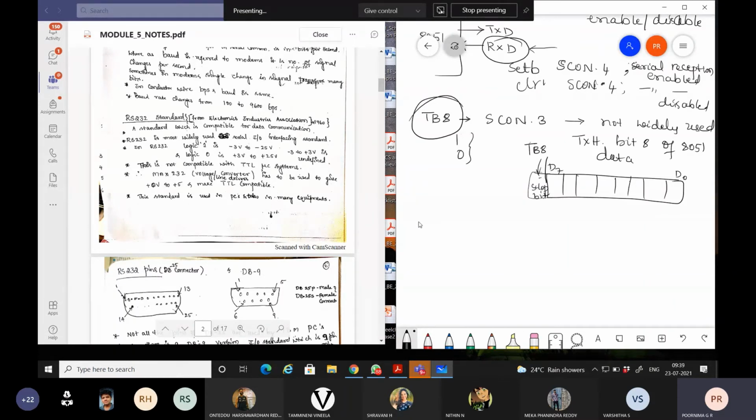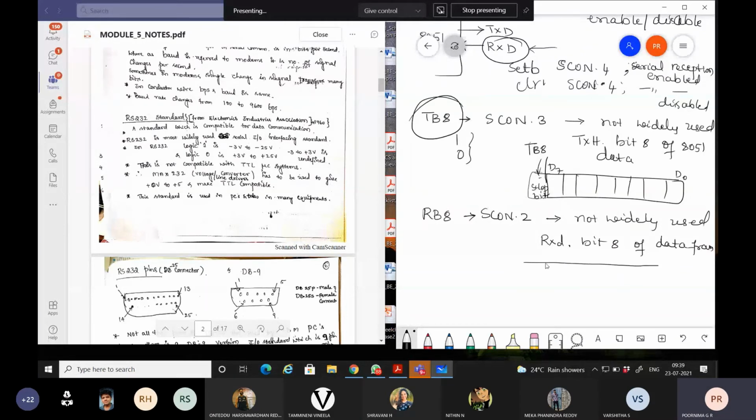Then the next bit is RB8 of the SCON register. This represents SCON.2. This is a receiving bit. This also is not widely used, but what is its function? It receives bit 8 of the data frame. So what does that mean?